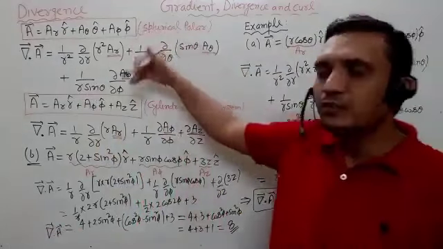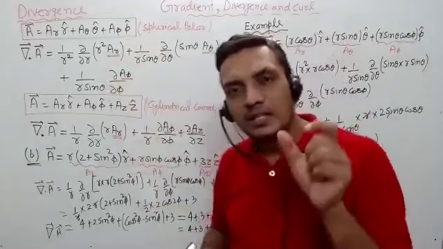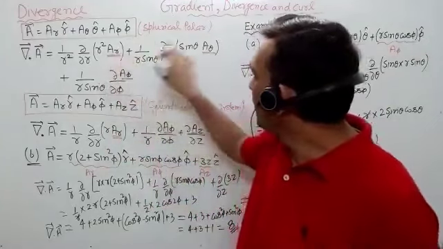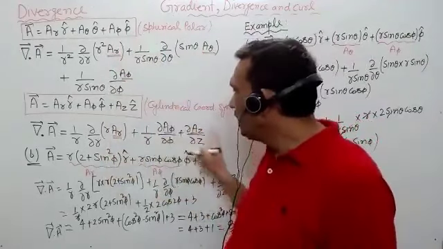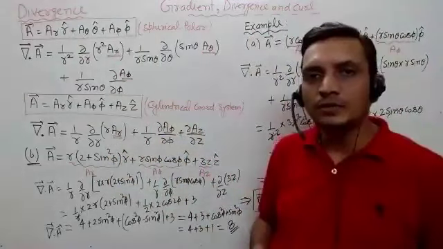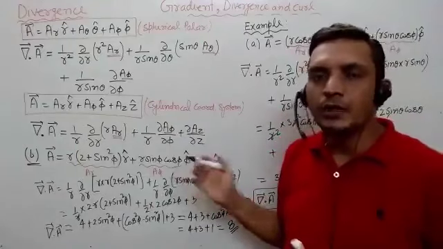So if you remember these formulas, whether Cartesian, spherical polar or cylindrical coordinate, just put A x, A y, A z in Cartesian coordinate, A r, A theta and A phi in spherical polar coordinate, A r, A phi, A z in cylindrical coordinate, you will get the divergence of A. I think now you can easily calculate divergence in different coordinate systems.